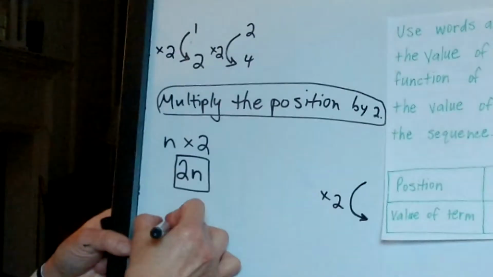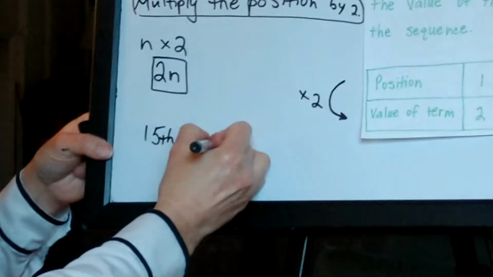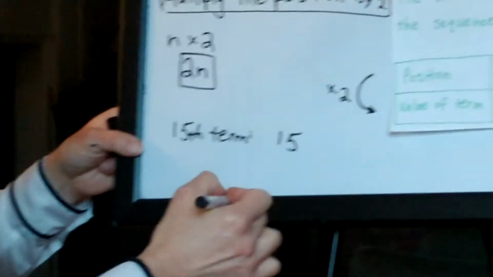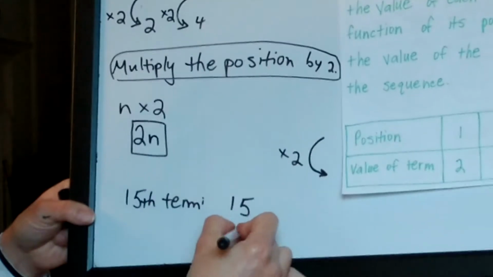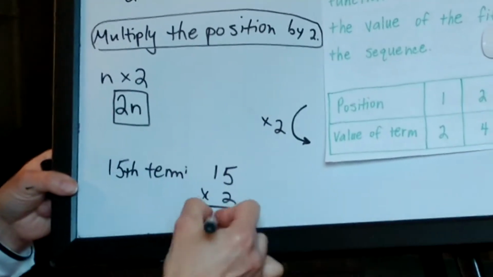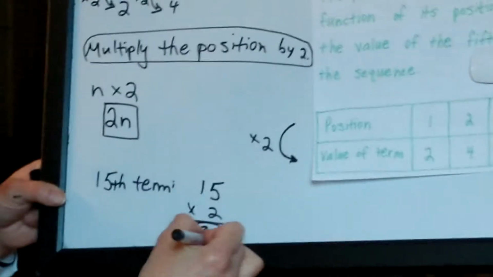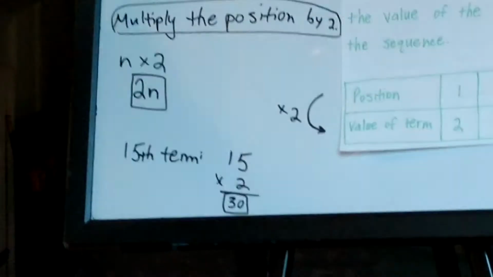Now we have to figure out the 15th term. Okay, so here's what we do for the 15th term. We're going to take 15. What are we going to do with it? We're going to multiply it times 2. And we know that that equals 30. So we'll box in that answer.